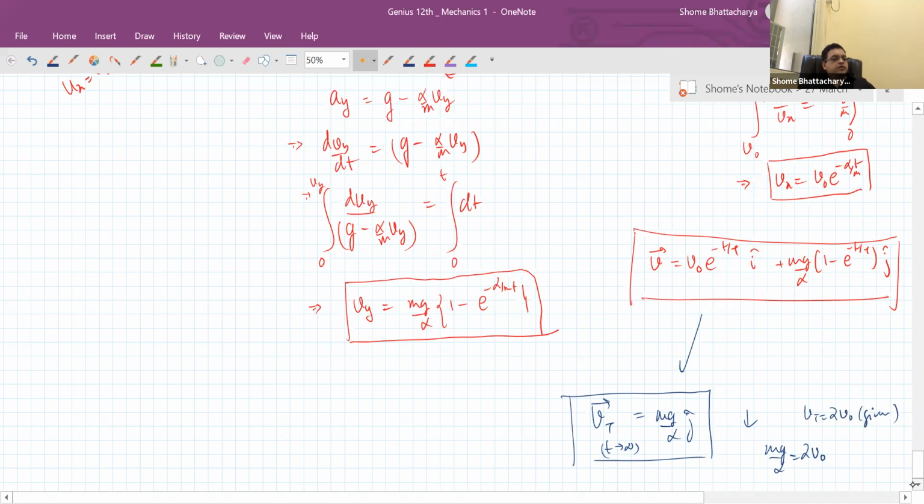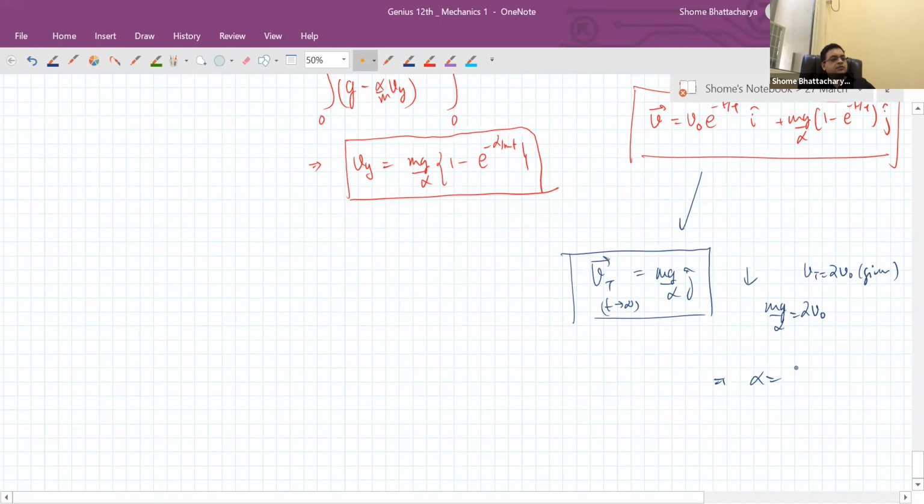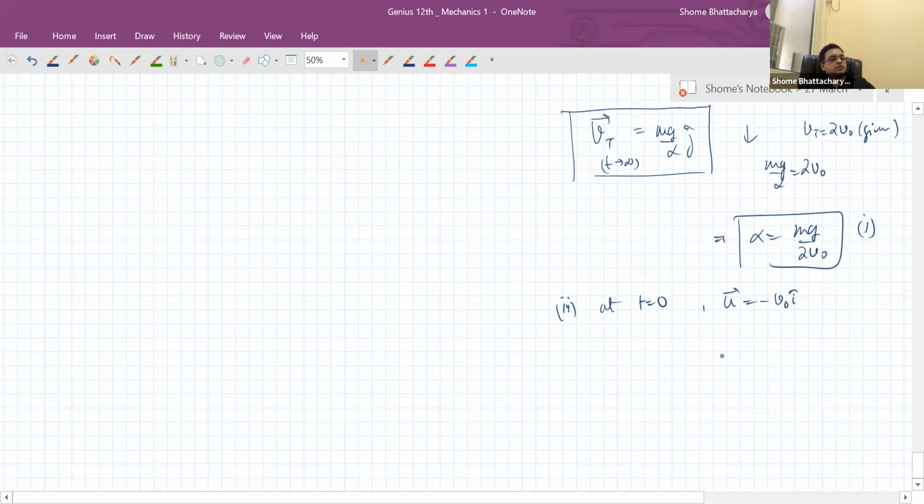Okay. So first of all, that is our alpha. Alpha is equal to mg upon 2 v naught. Okay. So that's the first part's answer. Then the second thing, at t equal to 0, you can see that the initial velocity was minus v naught i cap. So the net force acting on the particle was, sorry, plus v naught. So minus alpha v naught i cap plus mg j cap.